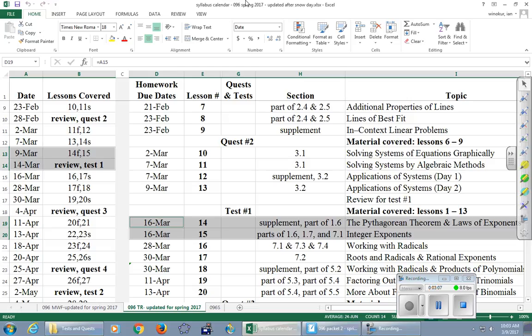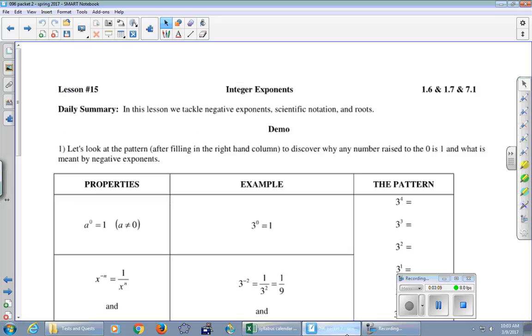Okay, so let's jump in here on page 121. In this lesson, we tackle negative exponents. We didn't see any of those last class. Scientific notation and roots, like square roots and cube roots and things like that.